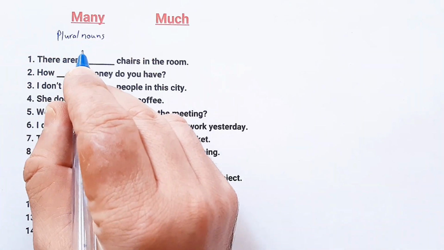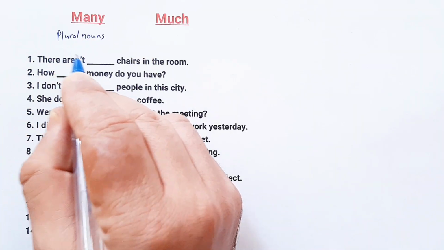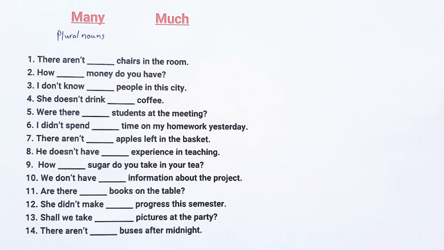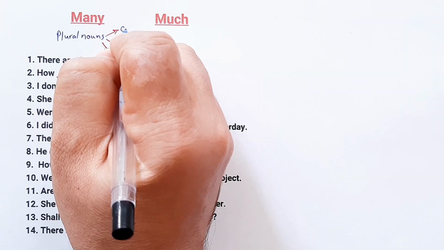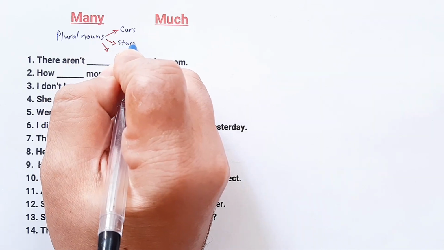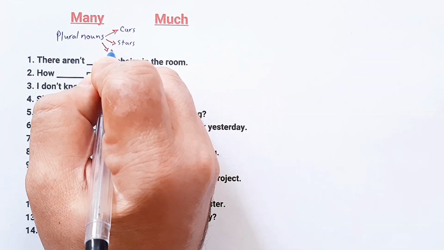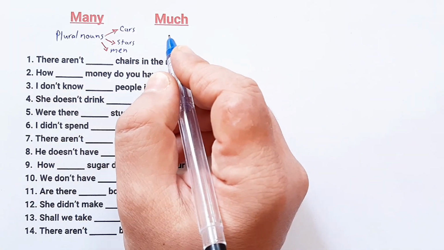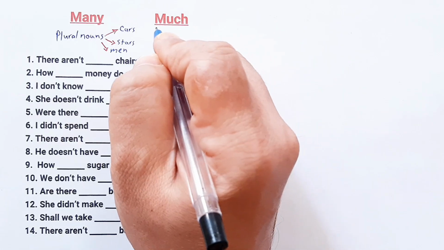Plural noun is a word that refers to more than one person, more than one idea, one thing, or one place. For example, cars, stars, men, and much is used for singular nouns.